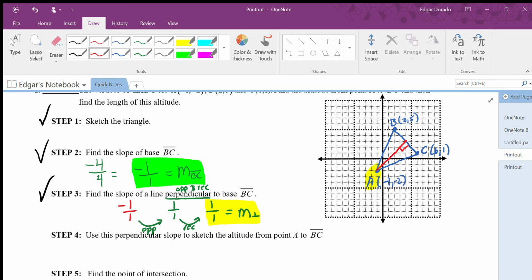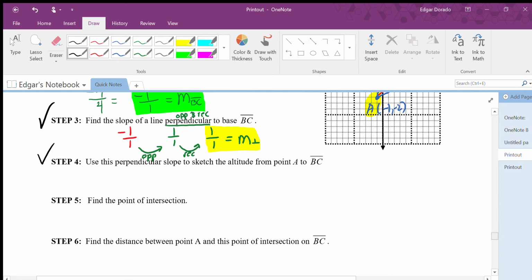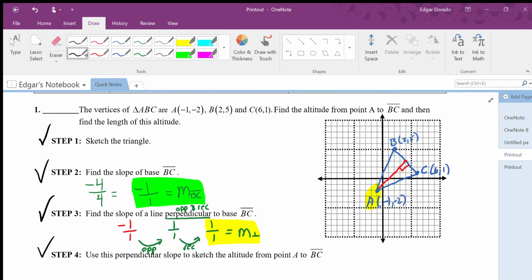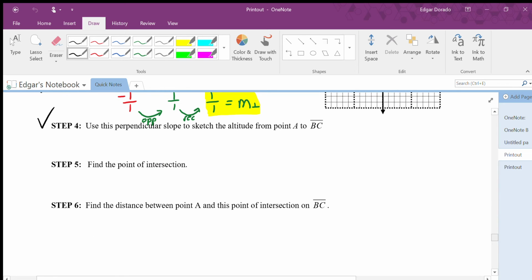And now I am done with step 4. And step 5 just says to find the point of intersection. So find where my altitude hit BC, and that would be right there at 4, 3. So 4, 3 would be my answer for step 5. And then finally it says find the distance between point A and the point of intersection on BC. So I have to find the distance.